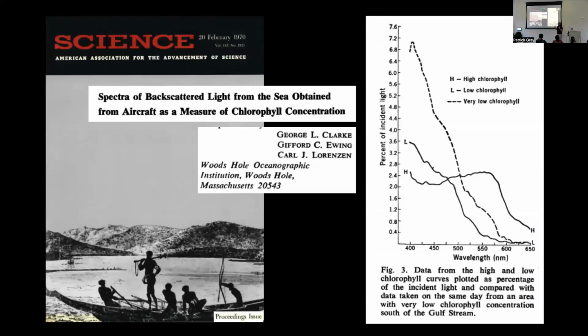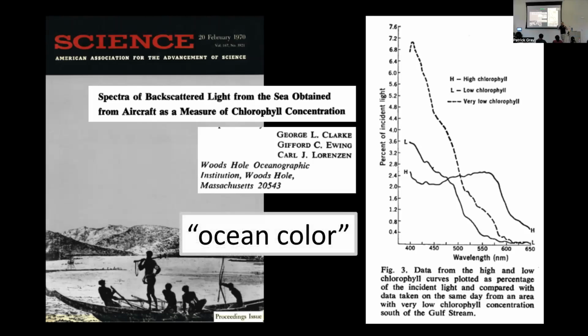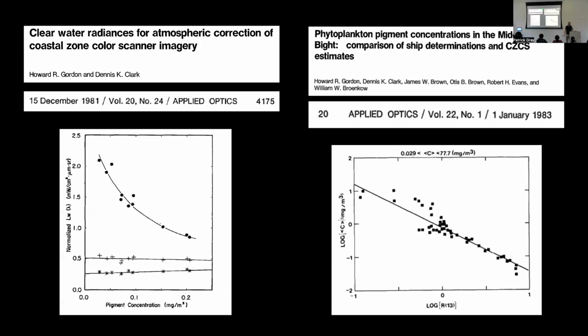This started in the 70s. This is Science 1970, where we got the first term ocean color. What they did is, on aircraft, they were looking down at the ocean, and they observed that as a function of wavelength, the percent of incident light varied. You already see this, but this dated back before there were any satellites to do any of this, from aircraft, and this spurred the idea that if we can do this from an aircraft, why can't we do this from a satellite system?